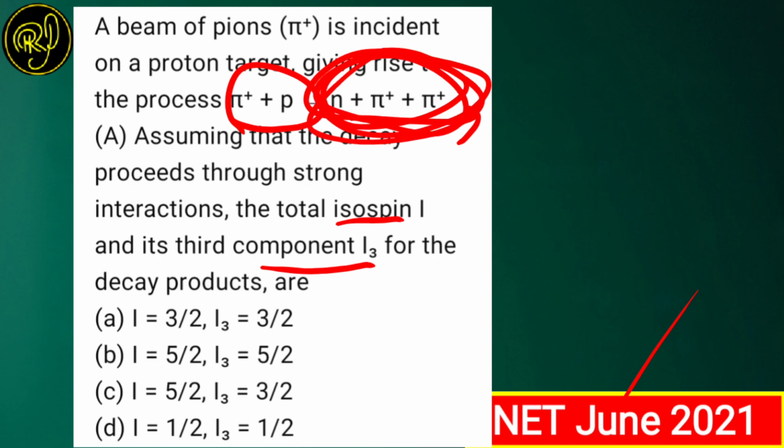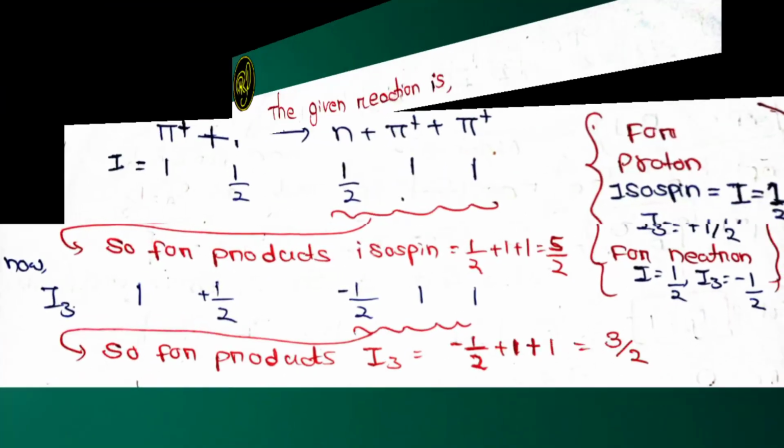You are given four options. First, I is equal to 3 by 2, I3 is equal to 3 by 2, where I is isospin and I3 is the third component of isospin. Second option, I is equal to 5 by 2, I3 is equal to 5 by 2. Third option, I is equal to 5 by 2, I3 is equal to 3 by 2. And last option, I is equal to half, I3 is equal to half. So let us now solve this question.